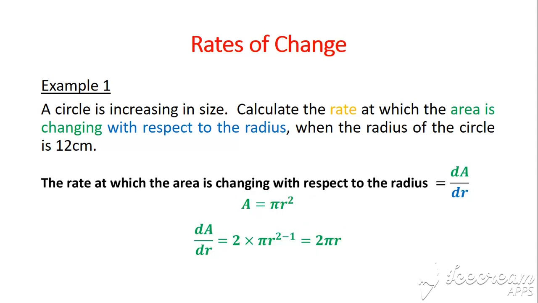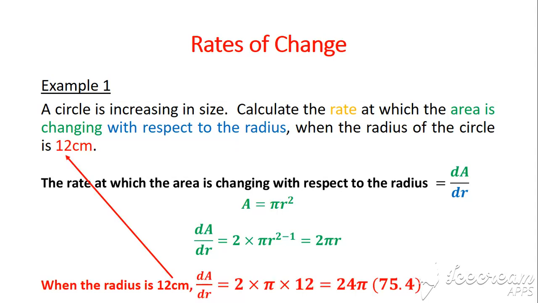Now we were asked to work out what is the gradient, the rate, when our radius is 12. So we're going to substitute 12 into our gradient rule. The gradient rule is 2 pi r, so 2 times pi times 12, which is the radius, and that gives us 24 pi, or 75.4 if you prefer decimal.